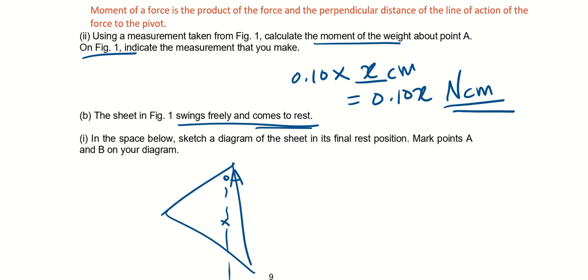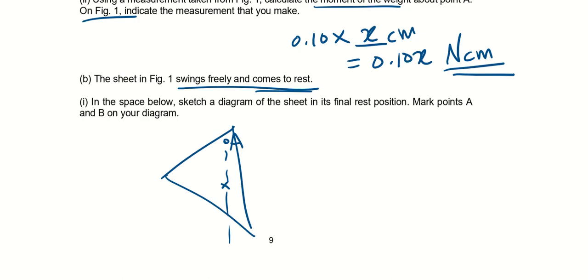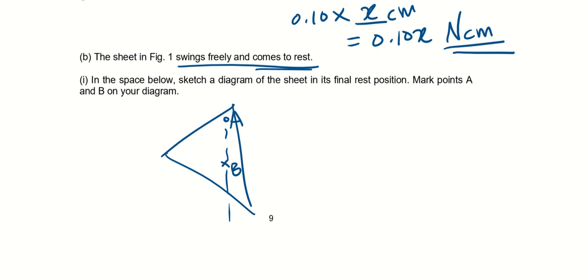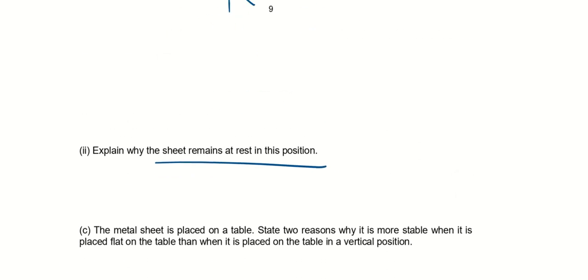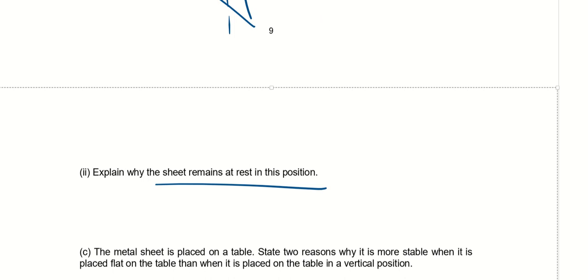In the space below, sketch a diagram of the sheet in its final position. Mark A and B. So this is going to be A, this is going to be B. The center of gravity is vertically below the pivot. So there's no perpendicular distance. Okay, and this is how we should answer. Explain why the sheet remains at rest in this position.